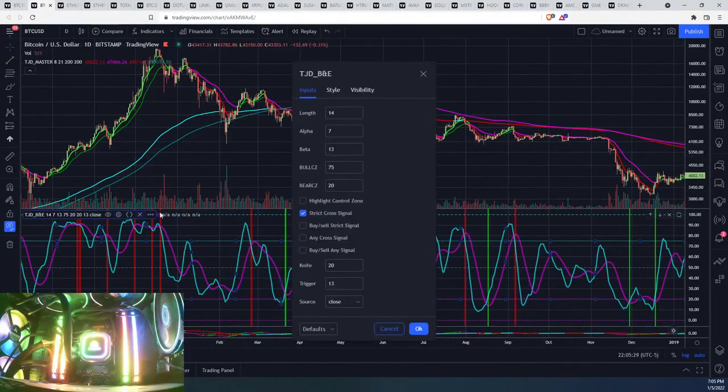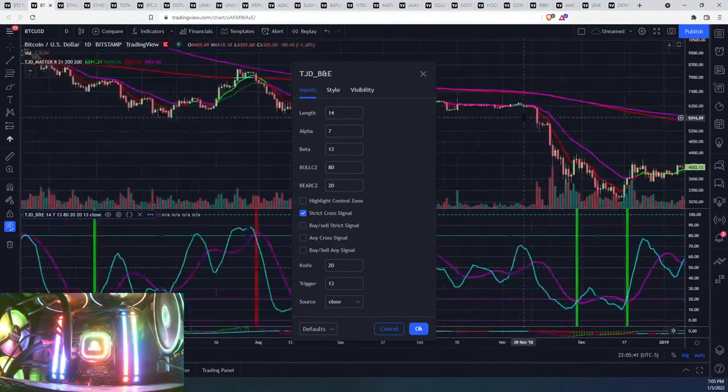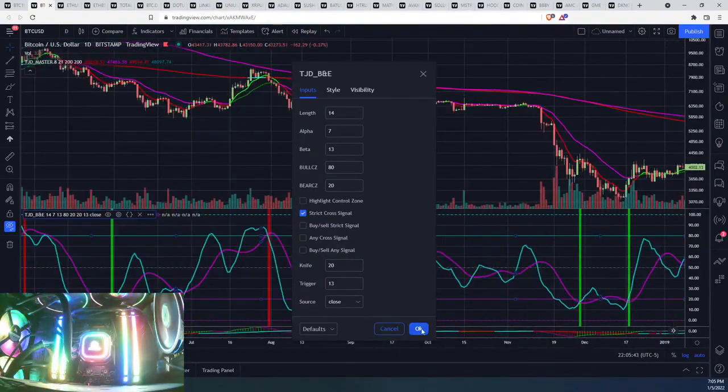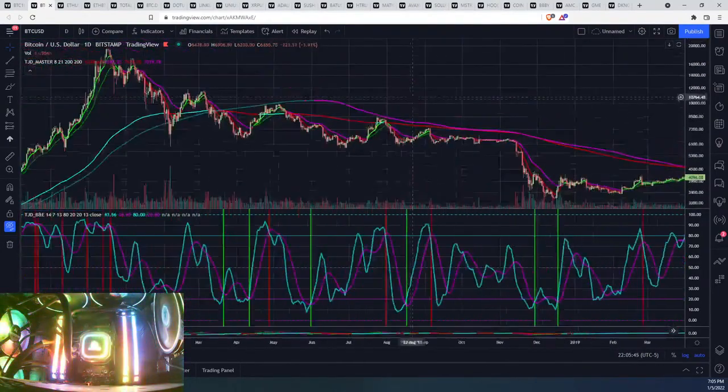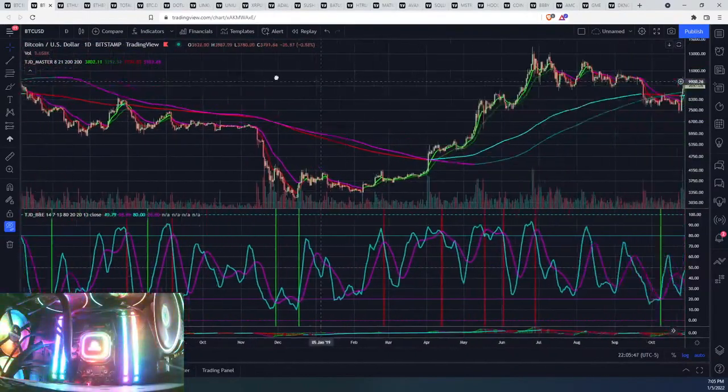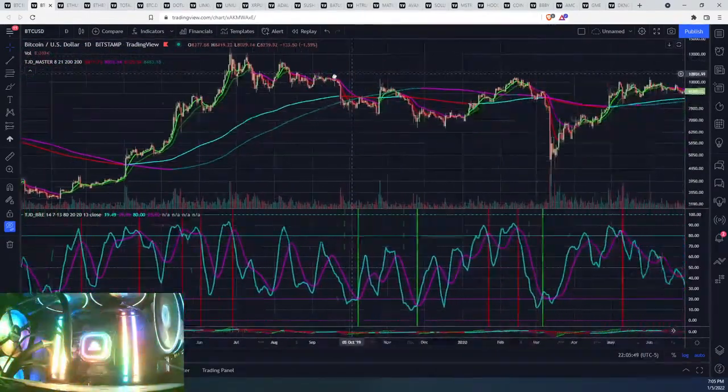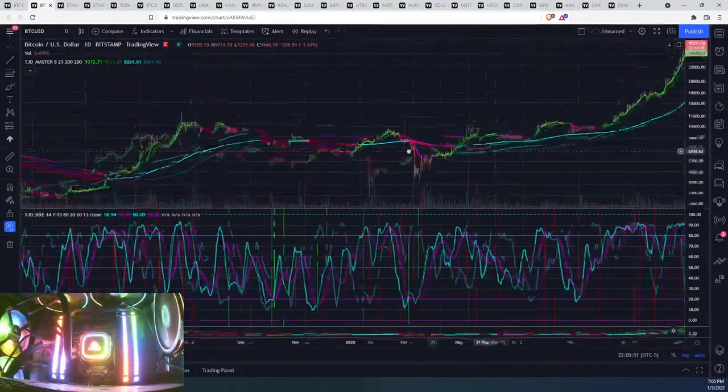So again, if you're in a bull market, you want to have the criteria slightly different for the bear control zone. If you're in a bear market, you want to have the bull criteria slightly different for that control zone. So that is our strict criteria cross basically. And then let's see how that lines up now with our any cross, or just the initial one that we looked at.